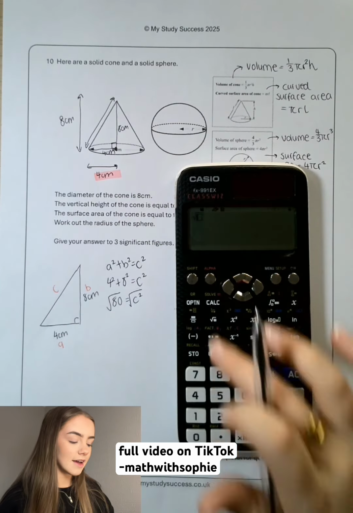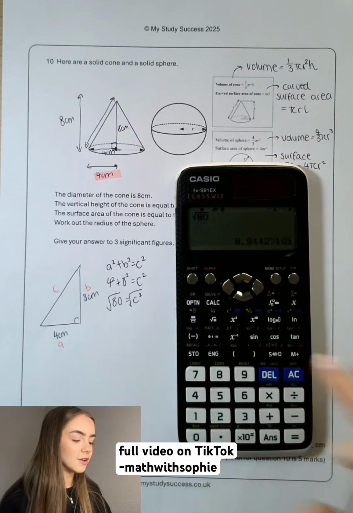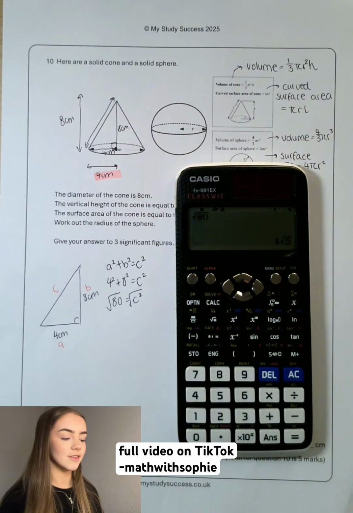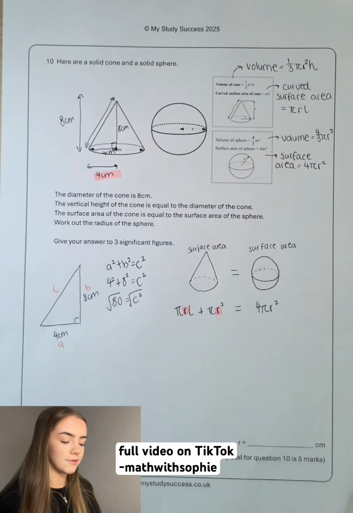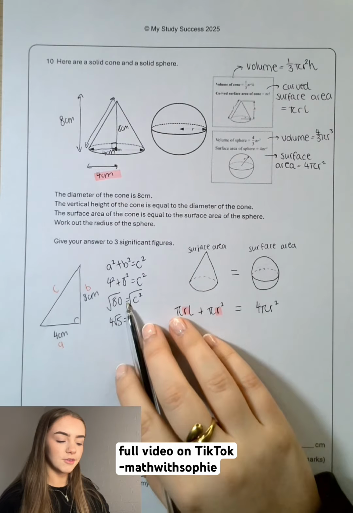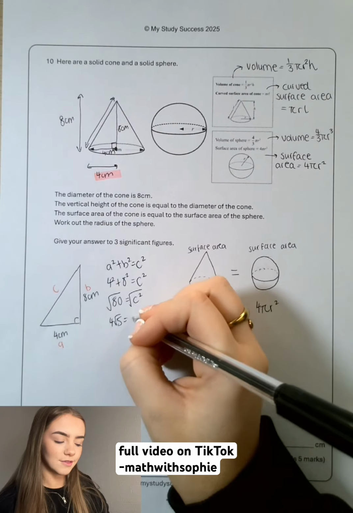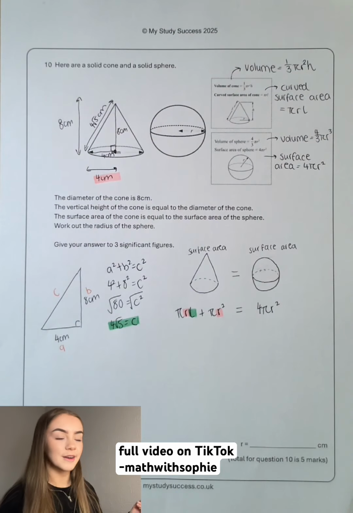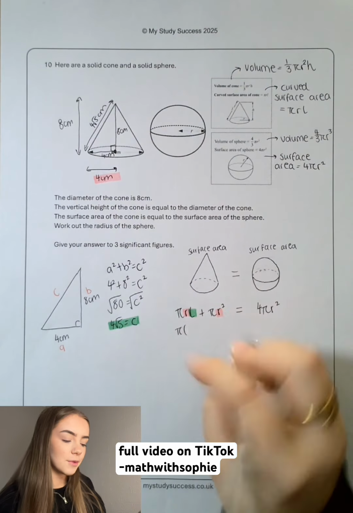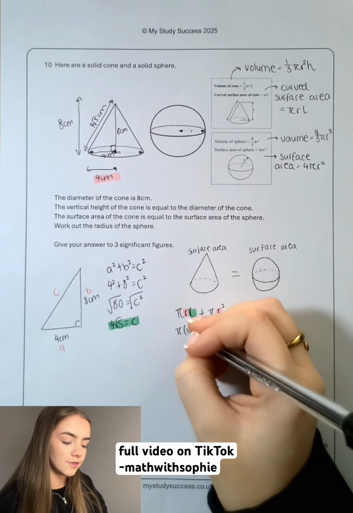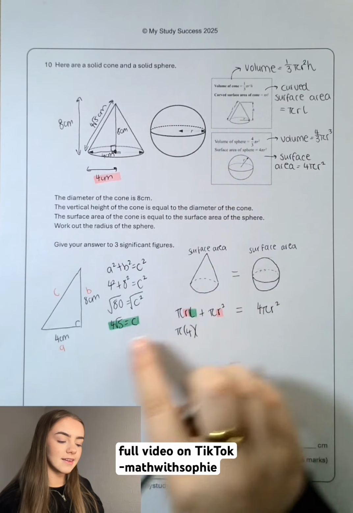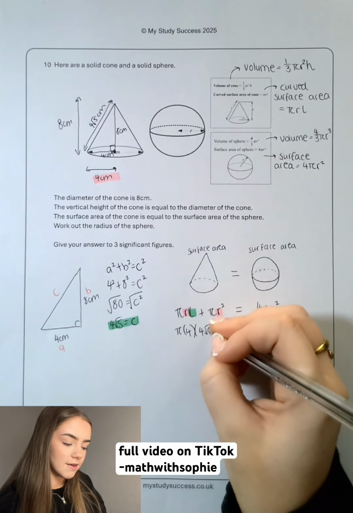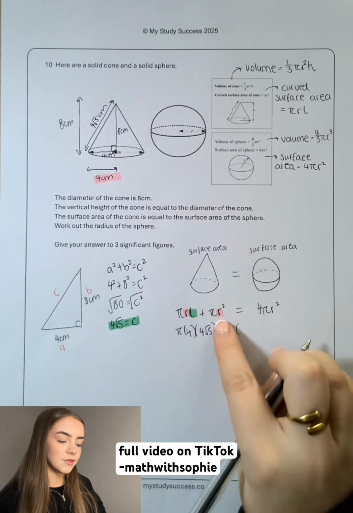On the left hand side, root 80 we can simplify. We can keep it as an exact value in surd form, and this will be 4 root 5. And this is equal to, if we square root c squared, this just leaves us with c. And we can add this length onto our diagram. Let's substitute in all of our values. So we'll have pi multiplied by the radius of the cone, which is 4, multiplied by the slanted length of the cone, which is 4 root 5, plus pi times the radius squared.